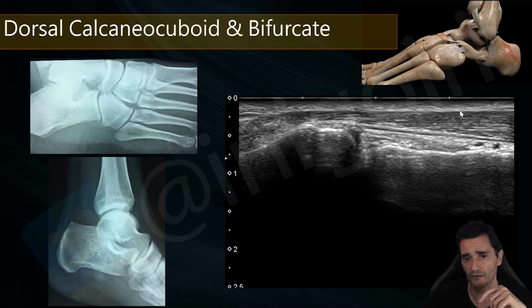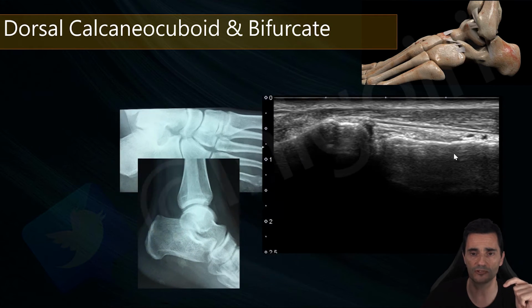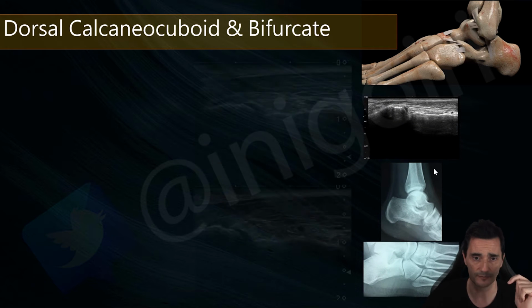This hypoechoic area here is the pedius muscle, and the dorsal calcaneocuboid ligament is surrounded with this hyperechogenic fatty tissue, and that is why when it's healthy it's difficult to see, but when it's injured it becomes thickened and hypoechoic and is easier to see. Okay, don't forget that. Always check the integrity of the corticals of the calcaneus and the cuboid bone. Very important because avulsions are very common.